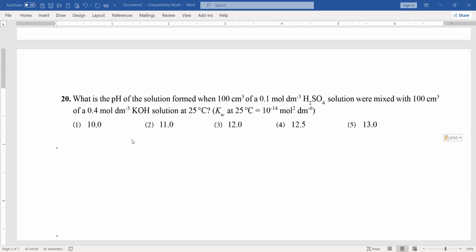What is the pH of the solution formed when 100 cubic centimeters of 0.1 moles per dm cube sulfuric acid solution were mixed with 100 cubic centimeters of 0.4 moles per dm cube KOH solution at 25 degrees Celsius? The Kw is given as 1 into 10 to the power minus 14.